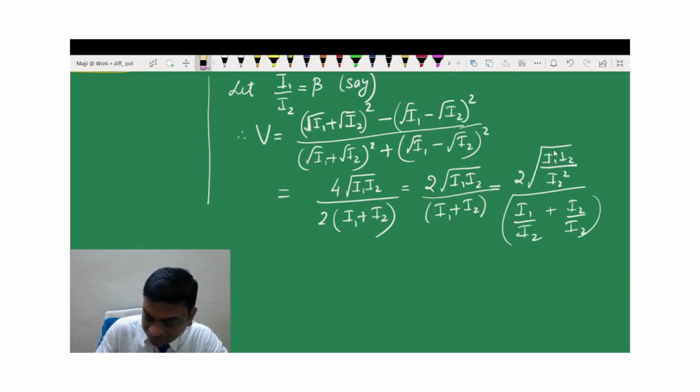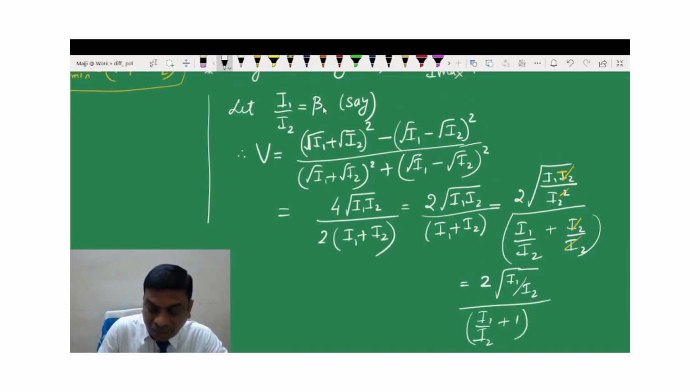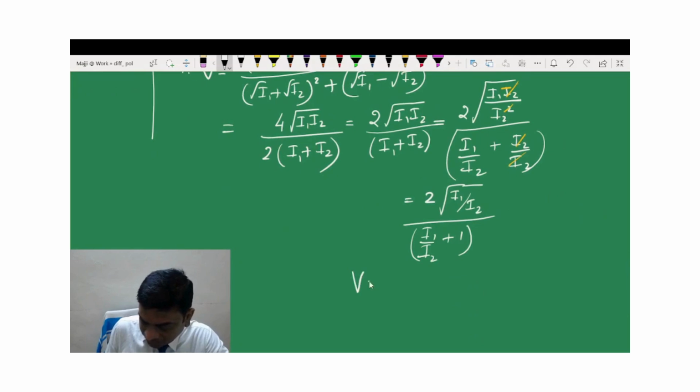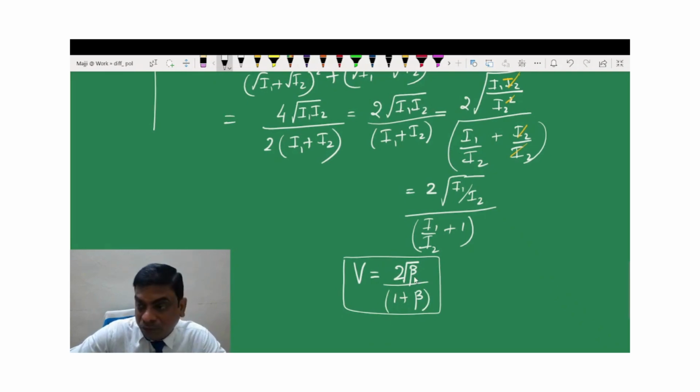One I2 gets cancelled here, and here also I2 gets cancelled. So we are left with what? Twice under root I1 by I2 whole divided by I1 by I2 plus 1. But since I1 by I2 is given as beta, we can finally write the fringe visibility as twice under root beta upon 1 plus beta, isn't it? So this is the formula, twice root beta upon 1 plus beta. I hope that is clear.